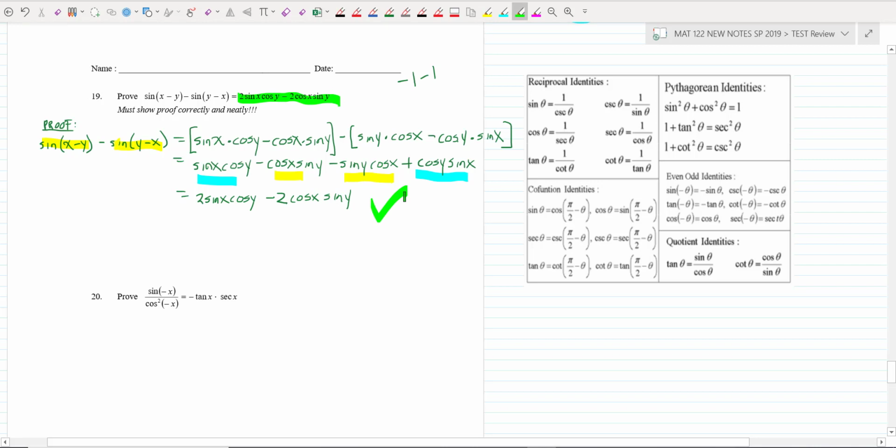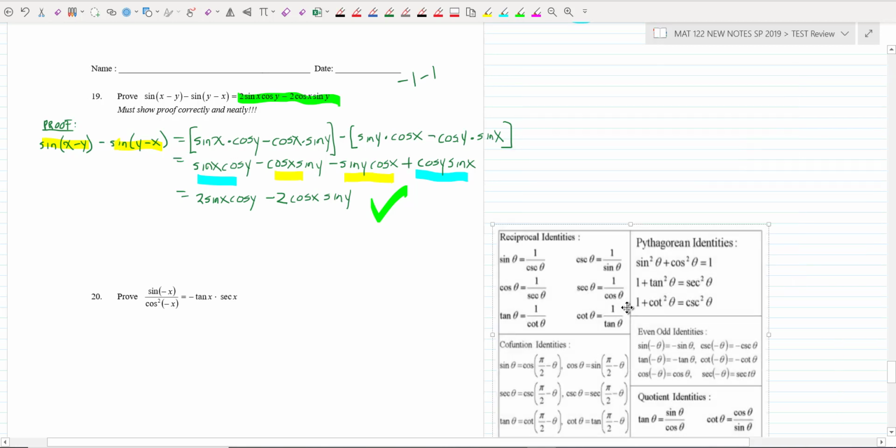So that's a fairly straightforward proof. Everything works out nicely after you use your sine difference identities. All right, so that's how that works. Okay. All right, so let's look at this next one.